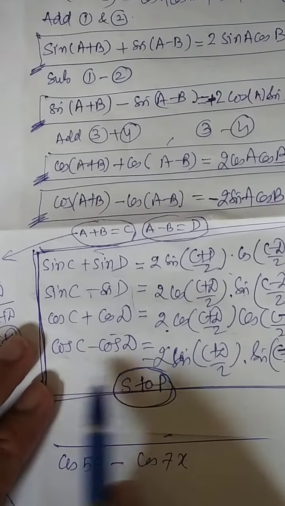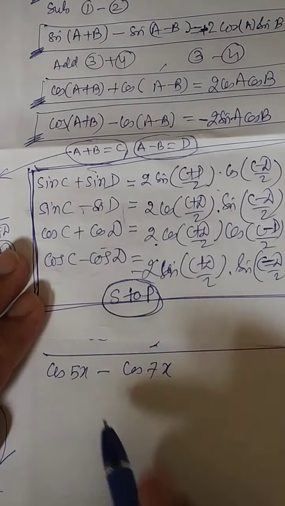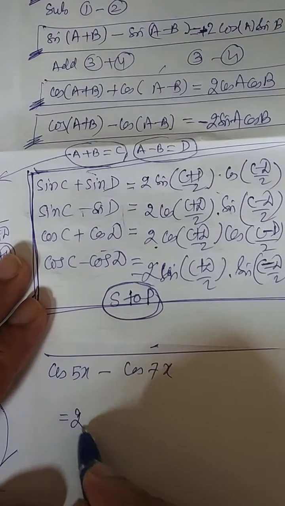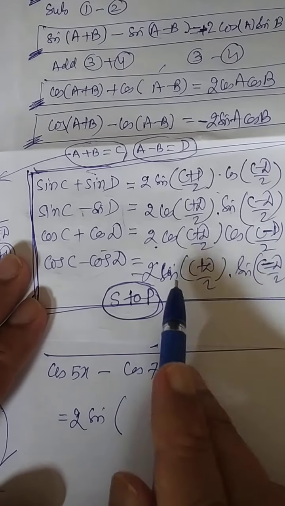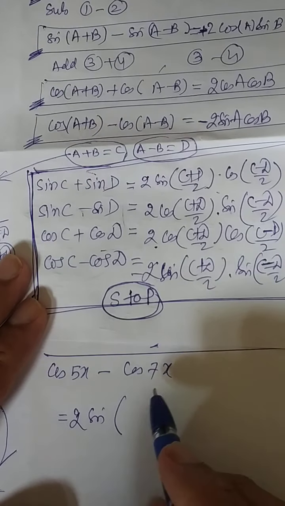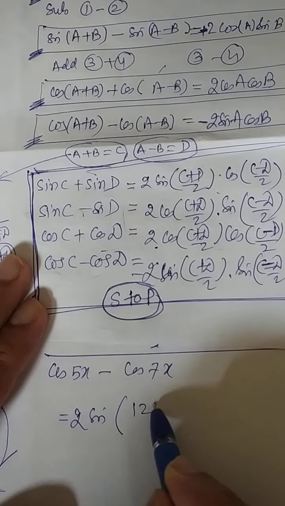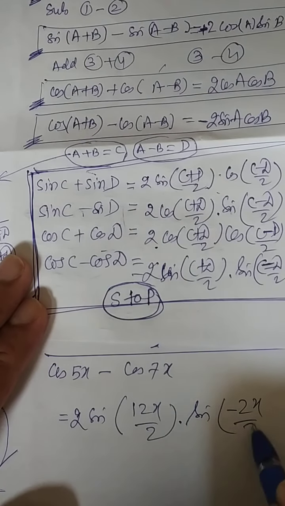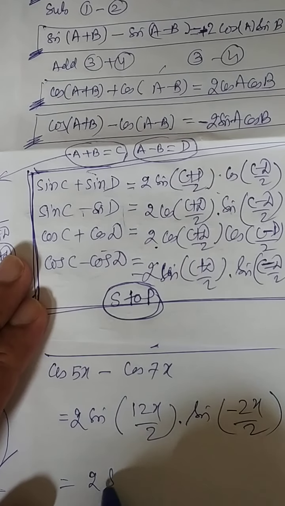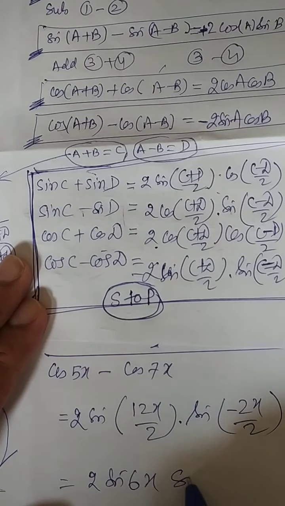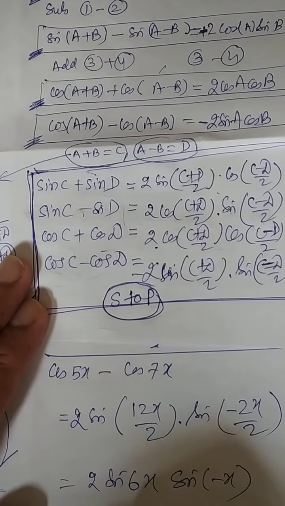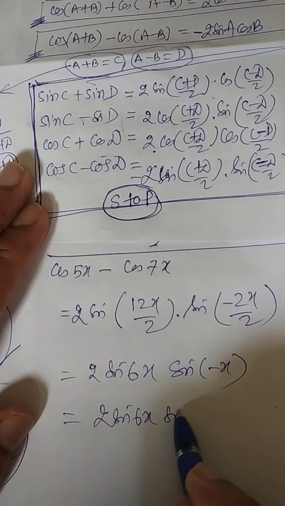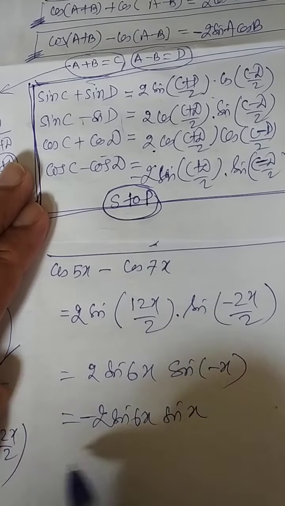One more. Cos C minus cos D. What is the formula? 2 sine C plus D by 2. Their addition, 12x by 2, into sine their subtraction, minus 2. So it will be 2 sine 6x. Over here it is sine of minus x, and can be written as 2 sine 6x and sine x. Sine of minus theta is minus.